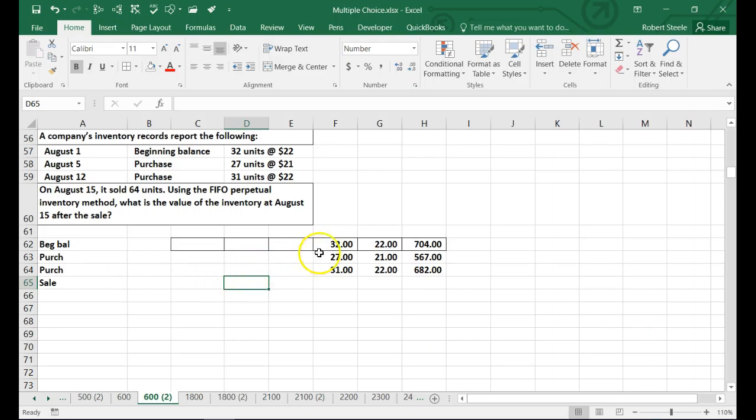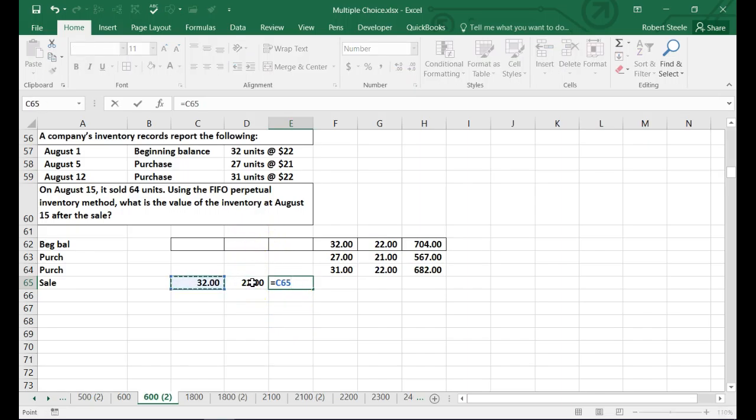So I'm going to put the sale here, and I'm just going to take it layer by layer. So if we sold 64 units, that's greater than 32. Therefore, the 32 is gone. We're selling all those at the $22. So if they asked us for the cost of goods sold, which they didn't, they asked us for the ending inventory, but the cost of goods sold would include that 32 times the 22 here.